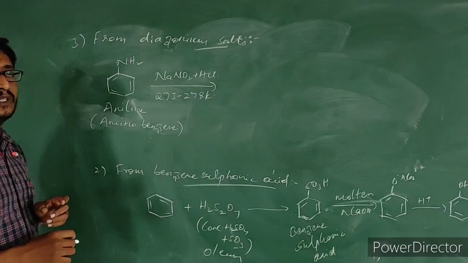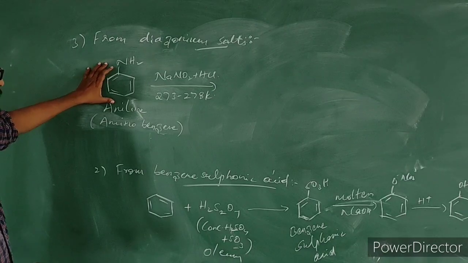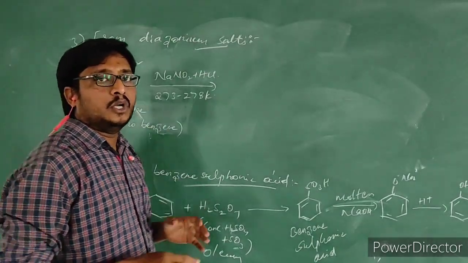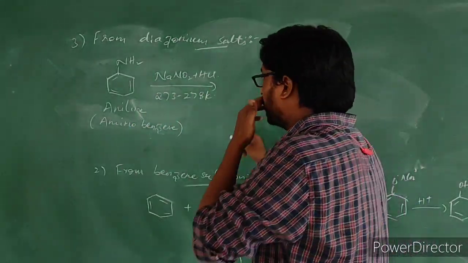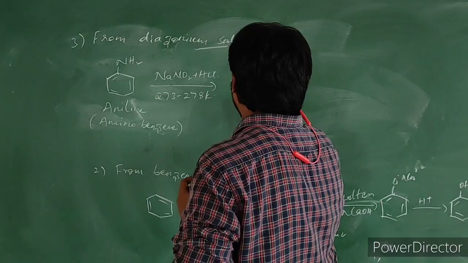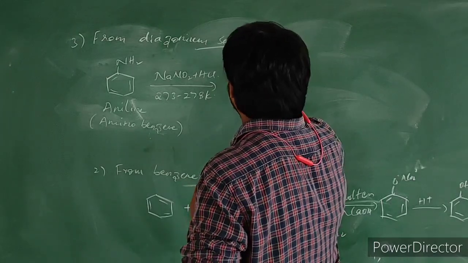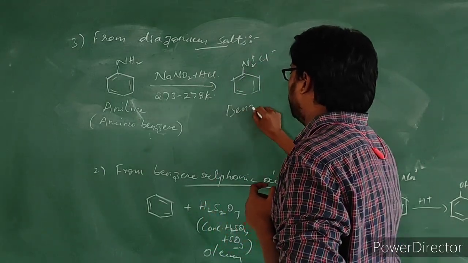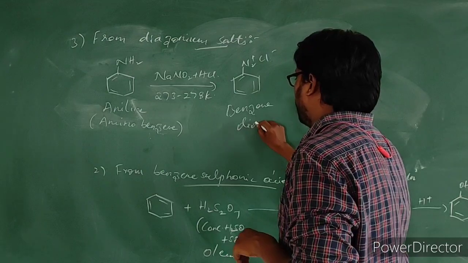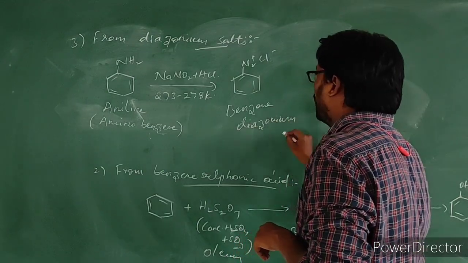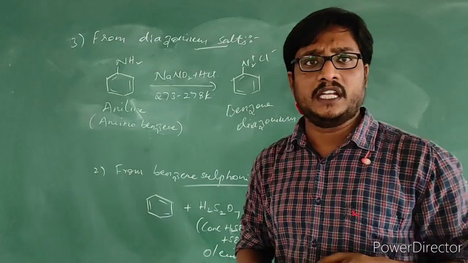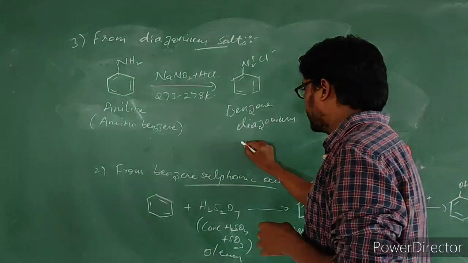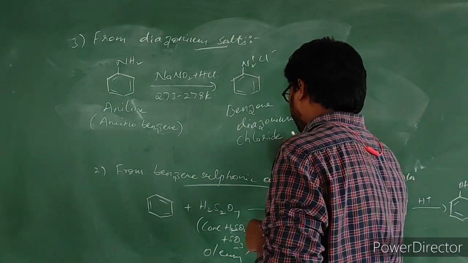So when we are treating aniline with sodium nitrite in presence of HCl at a temperature of 273 to 278 Kelvin, it produces benzene diazonium chloride. This is nothing but benzene diazonium chloride. If you have any doubt in the preparation of benzene diazonium chloride, you can watch my video on Sandmeyer's reaction.